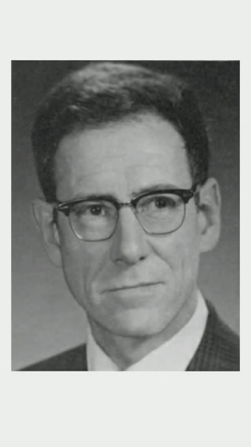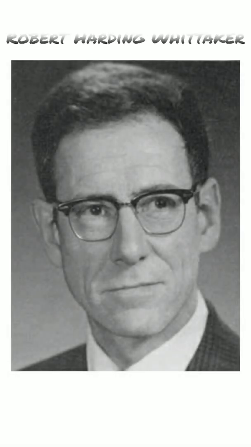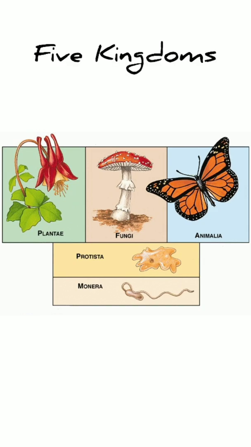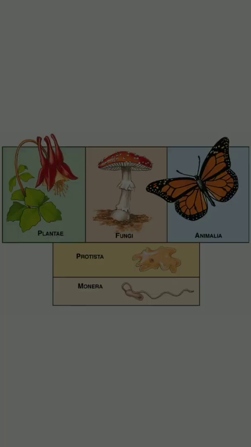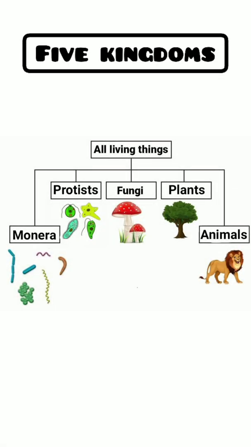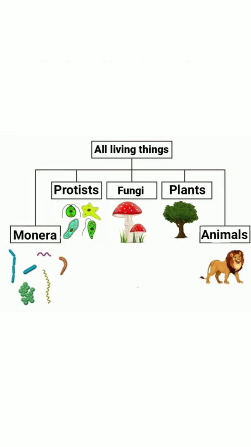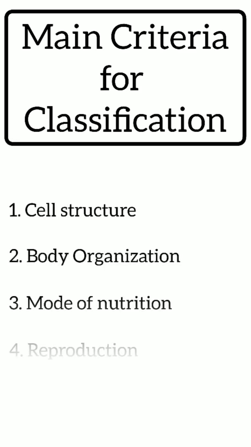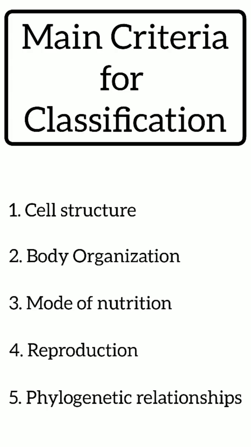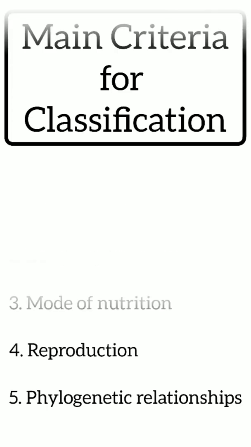5 Kingdom Classification by Whittaker. Robert Harding Whittaker was an American plant ecologist. He was the first to propose 5 kingdoms of the world's biota in the year 1969. The 5 kingdoms defined by Whittaker were named as Monera, Protista, Fungi, Plantae, and Animalia. The main criteria for classification used by him are cell structure, body organization, mode of nutrition, reproduction, and phylogenetic relationships.